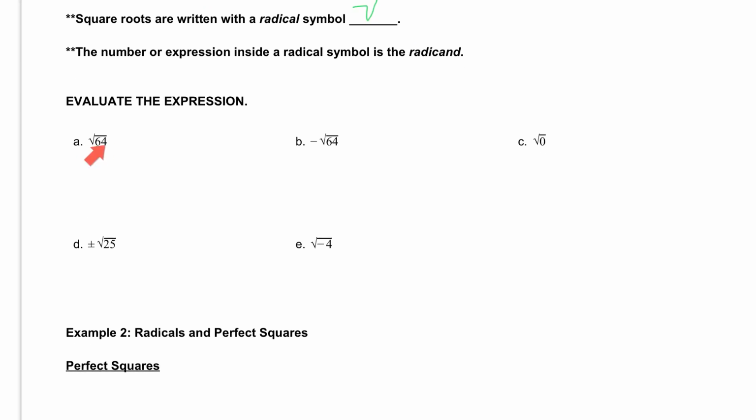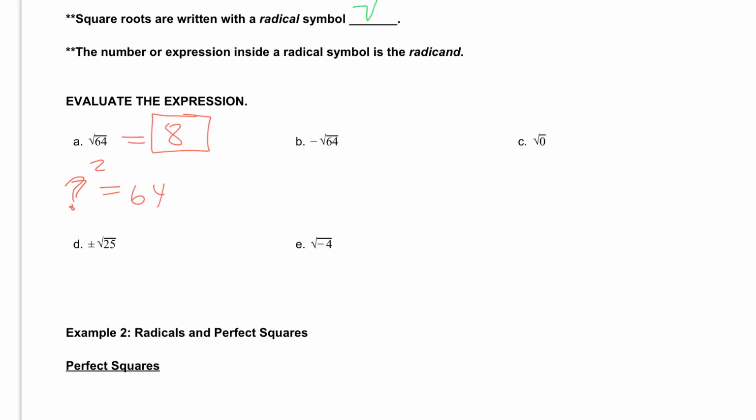So in letter A, we have the square root of 64. So we're thinking some number, we don't know what it is, raised to the second power has to equal 64. So what number to the second power is 64? That means what number times itself would be 64, and that's 8. So the square root of 64 is equal to 8.